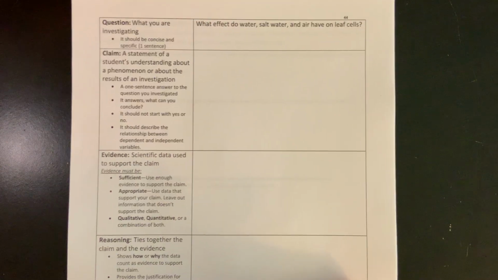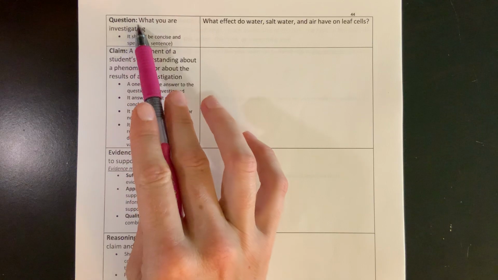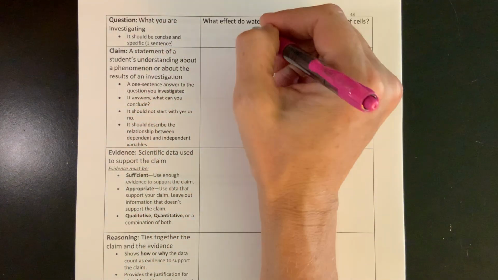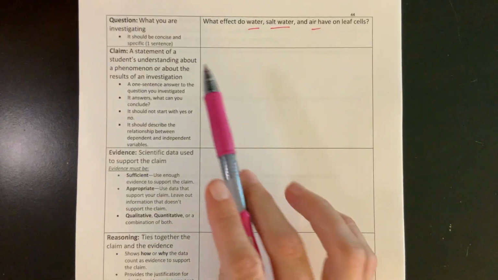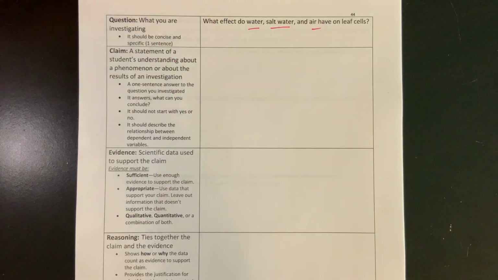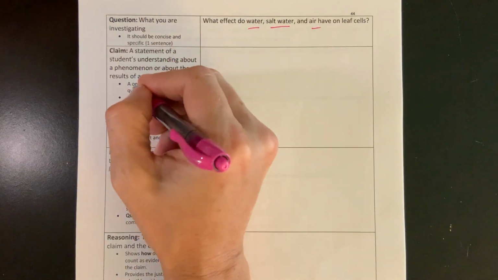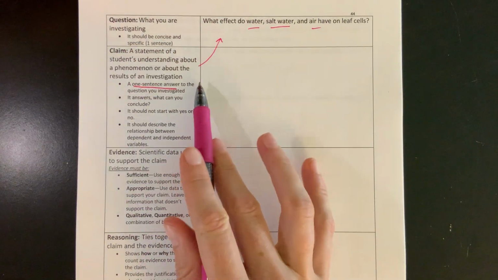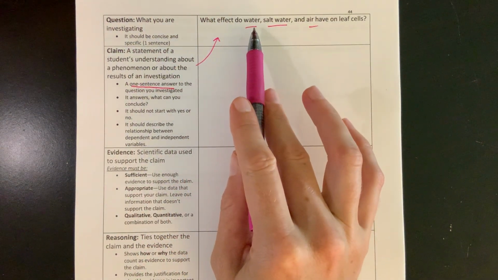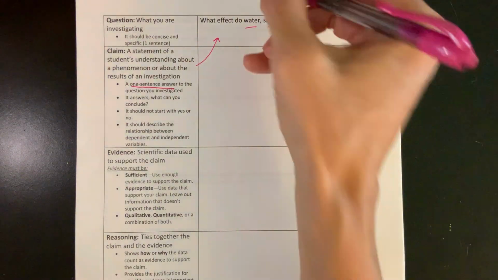So this form should look familiar. We've used this kind of format before. Here is your question. What effect do water, salt water, and air have on leaf cells? And so then your claim is basically your conclusion, right? What did you see from your experiment that you just did? A 1-sentence answer to answer this here. Make sure in your answer you address water, salt water, and air, and how those impact the leaf cells.